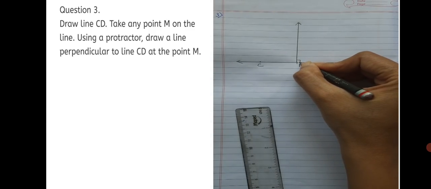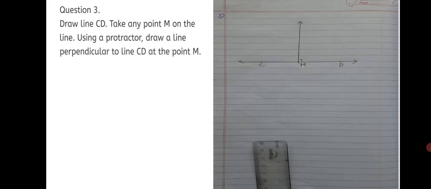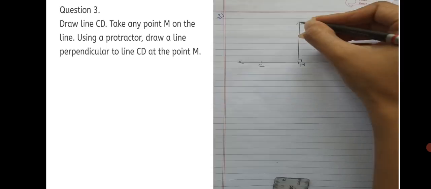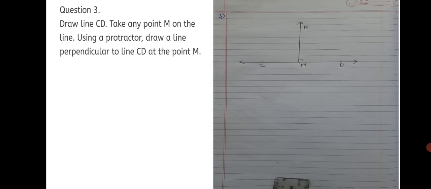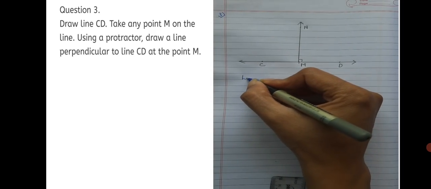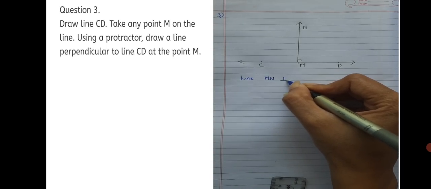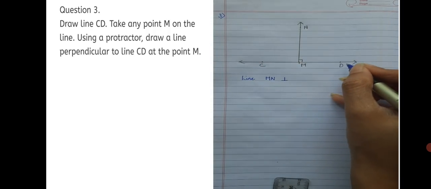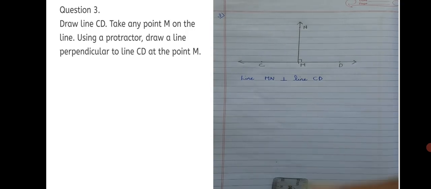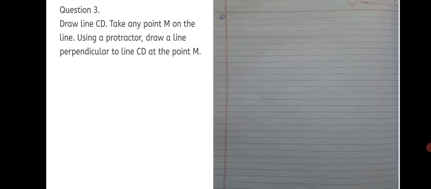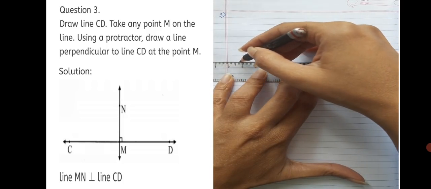So now we have completed our question number 3. Show the perpendicular sign and you can write down the point on top. We will name it as point N. So we can say that line MN is perpendicular to line CD. So this way we have completed our question number 3. Let's check. Yeah, line MN perpendicular to line CD.